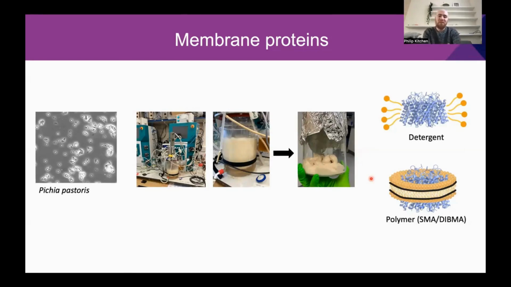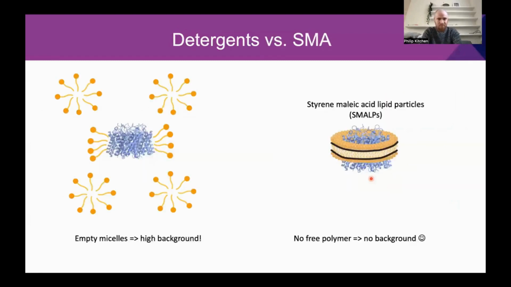Typically we grow them in this kind of fermenter setup that's shown on the slide, and then we'll isolate our plasma membranes and solubilize them using either the traditional approach of detergents or using a more novel approach, which is nanodisc forming polymers such as styrene maleic acid. So why the two approaches?